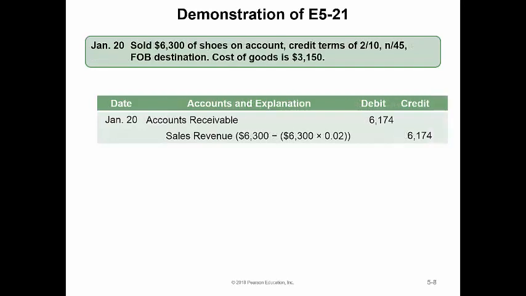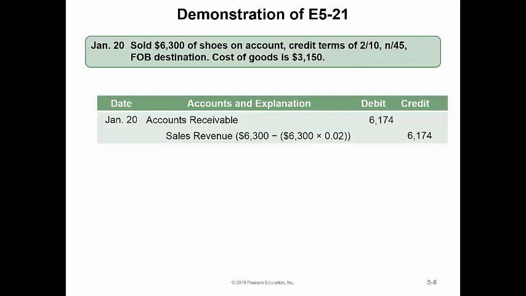The next entry we have is on January 20th. We sold some more goods, but this time we have credit terms that offer a discount. The 2/10, N45 means we will give them a 2% discount if they pay within 10 days, but they have to pay the full amount in 45 days. That's what N45 means. It's net 45.